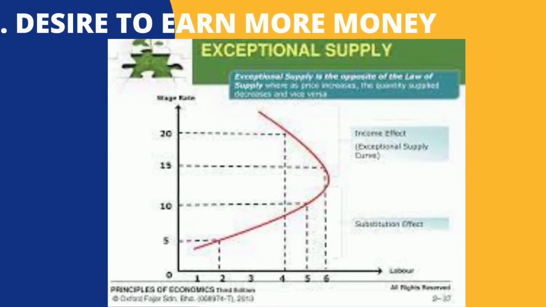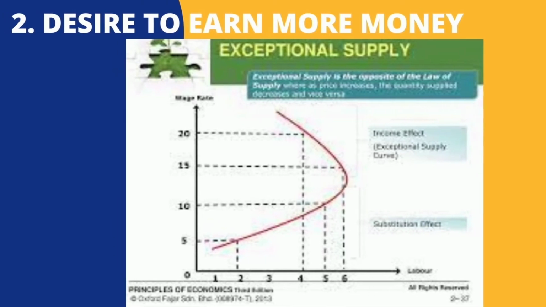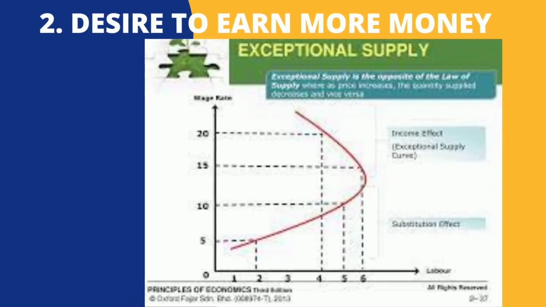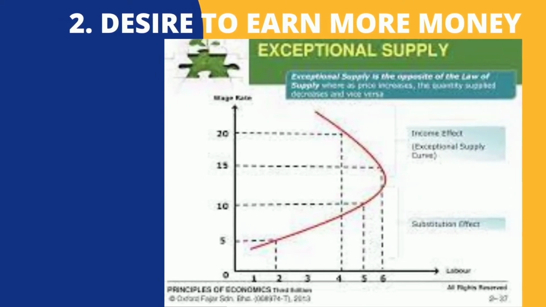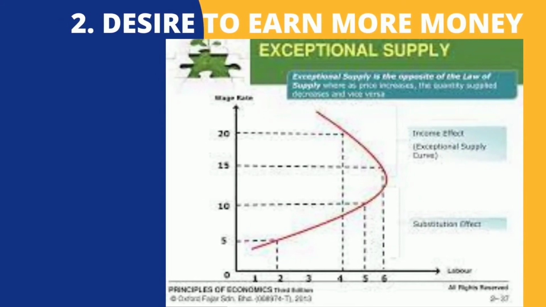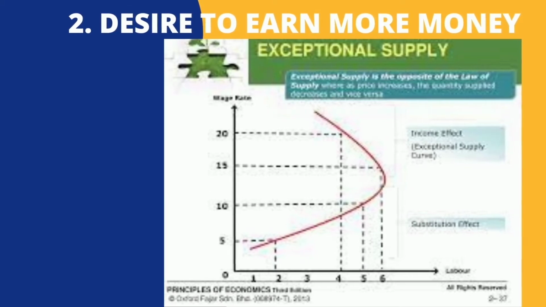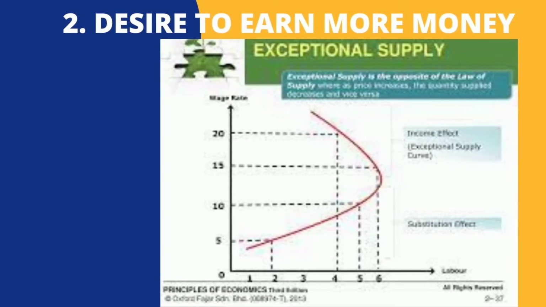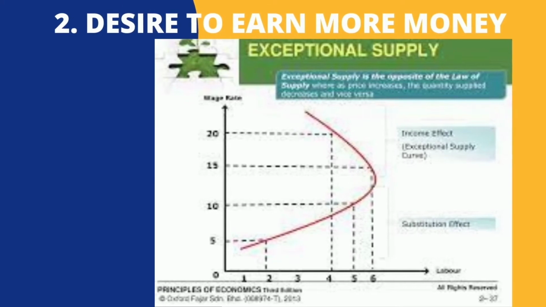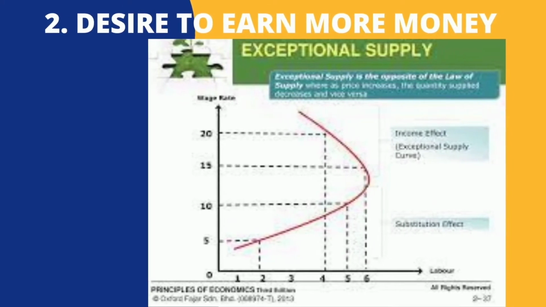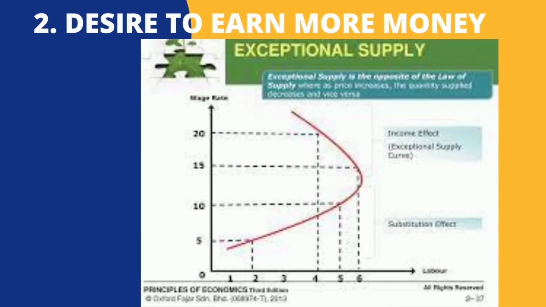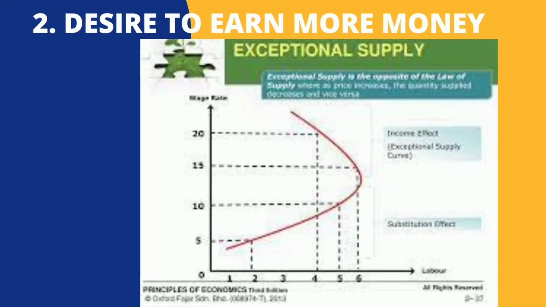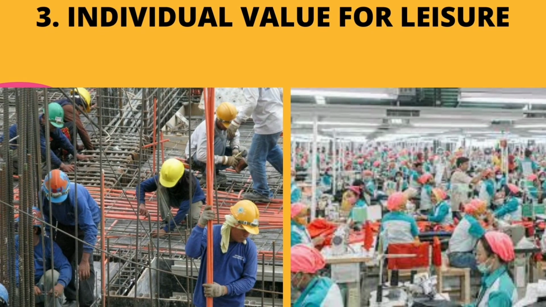2. Desire to earn more money. When wages per hour are low, the employees will want to work more hours in order to earn more money so as to take care of their numerous needs and wants. This is an exception to the law of supply because they are supplying or working for more hours at reduced or low wages. This is shown in the diagram. When price is 5, hours worked was 2, and when price increased to 20, hours worked was 4.